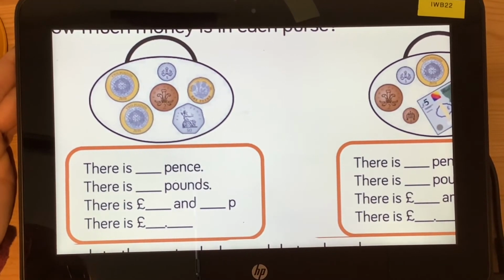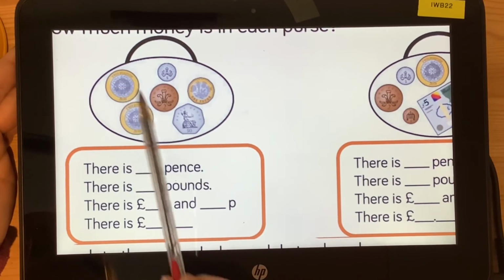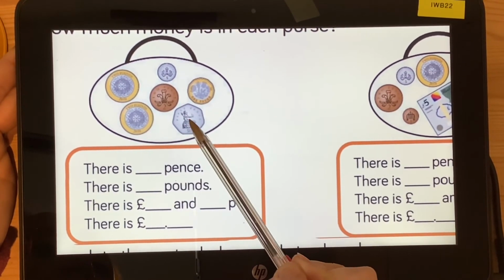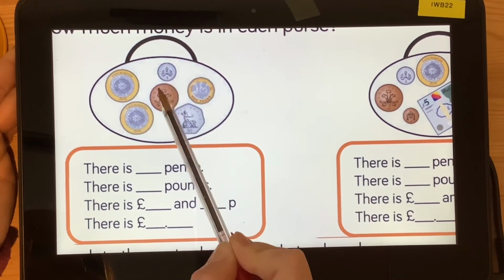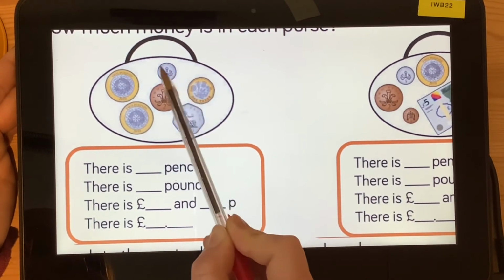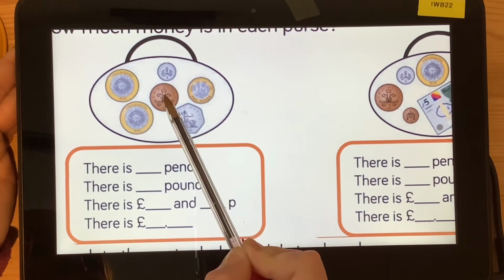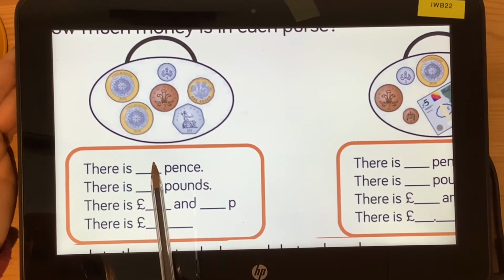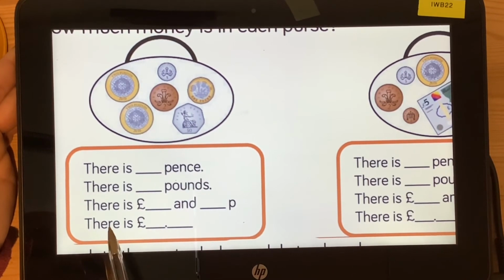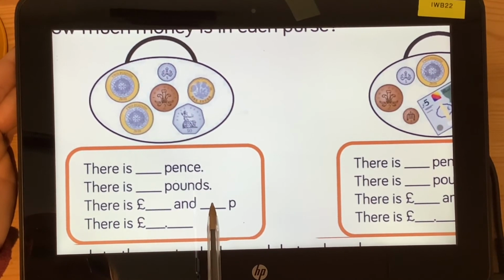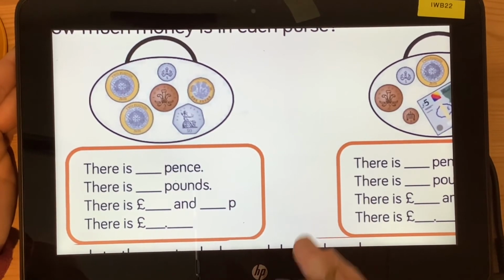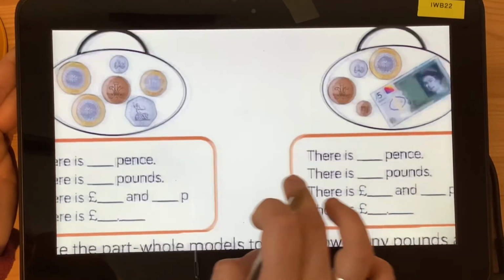No, it's not. So I've got 1, 2, 3, 4, 5 whole pounds. And I've got 50, a 5p and a 2p. So 50, 5, 55, 56, 57. So I've got 57 pence. I've got 5 whole pounds. So I've got £5.57. I'll show you the answers page in a minute.